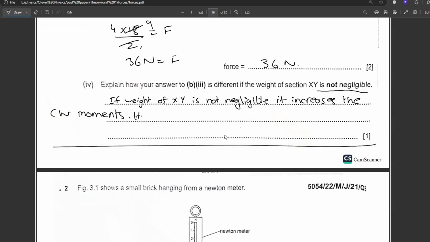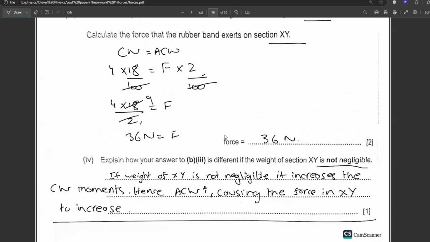Hence, anti-clockwise moment increases, causing the force in XY to increase. Simple as that. I hope you get the logic. Now let's move on to the next question.